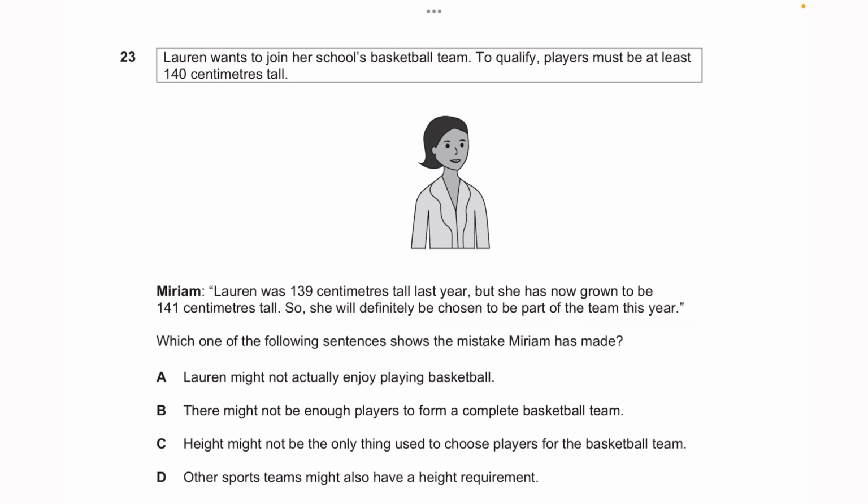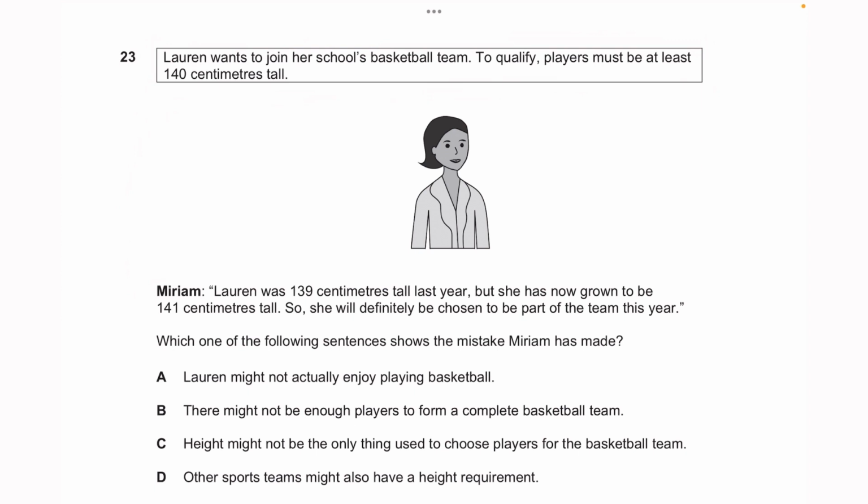And what we've got to do is find out which one of the following sentences shows the mistake Miriam has made. So within this question, there is a little mistake that has been made, and we have to be able to identify that based on the information we're given. So once again, as usual, we need to see how Miriam's statement follows from the information up above here, if this information is always seen as true. Okay, so let's have a look.